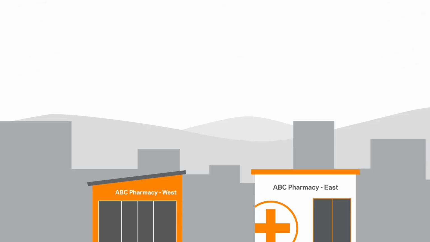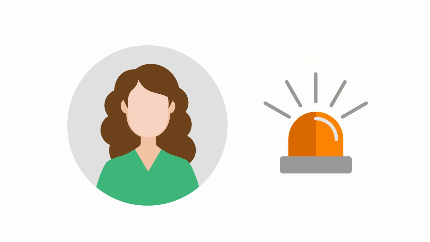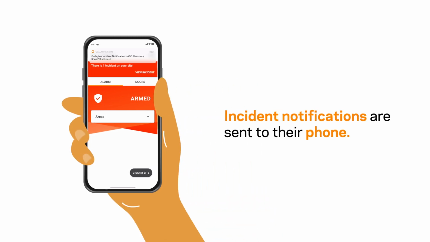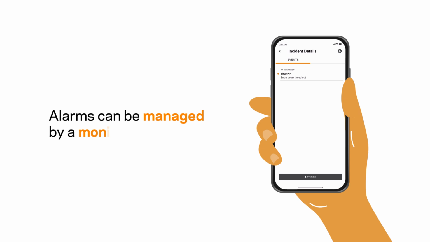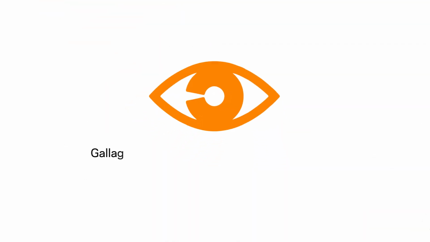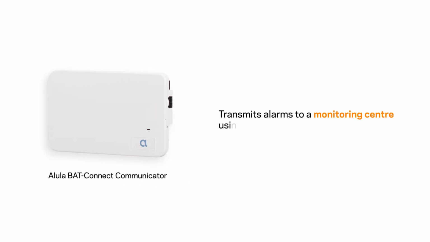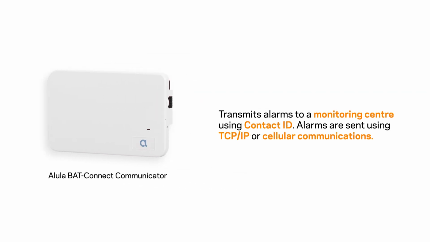The Gallagher SMB solution provides the flexibility for customers to manage their alarms in a way that best suits their needs. They can choose to self-monitor alarms, meaning alarm notifications are sent to their phone. Alternatively, alarms can be managed by a monitoring center. To support monitoring, Gallagher has developed a high-level integration using the ALULA BATConnect communicator. The ALULA is an alarm communicator that transmits alarms to a monitoring center using contact ID. Alarms are sent using TCP/IP or cellular communications.